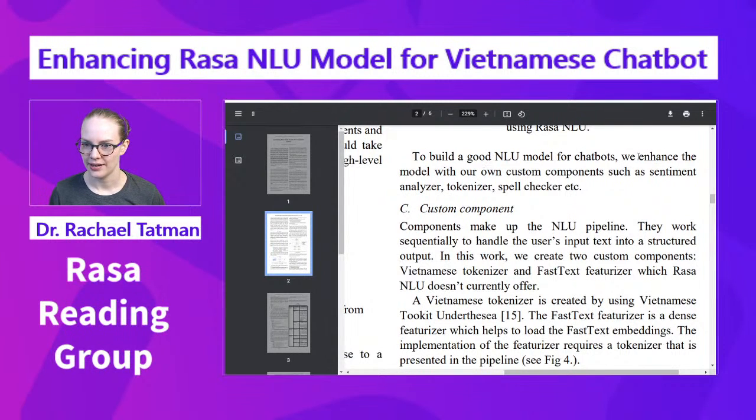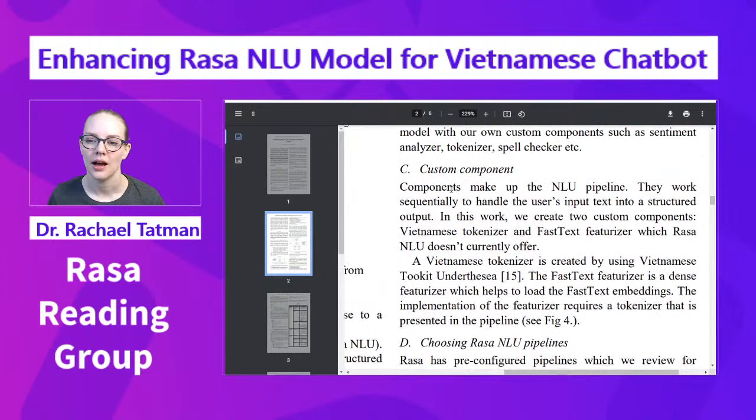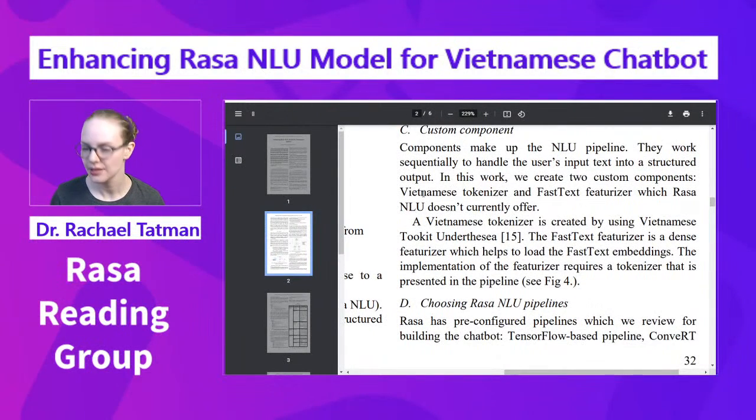All right, so they're adding additional things. They're adding a sentiment analyzer, a tokenizer, a spell checker, etc. Custom components. Components make up the NLU pipeline. They work sequentially to handle the user's input text into a structured output. In this work, we create 2 custom components. Okay, so they do a Vietnamese tokenizer and also a FastText featurizer, which Rasa NLU doesn't currently offer.